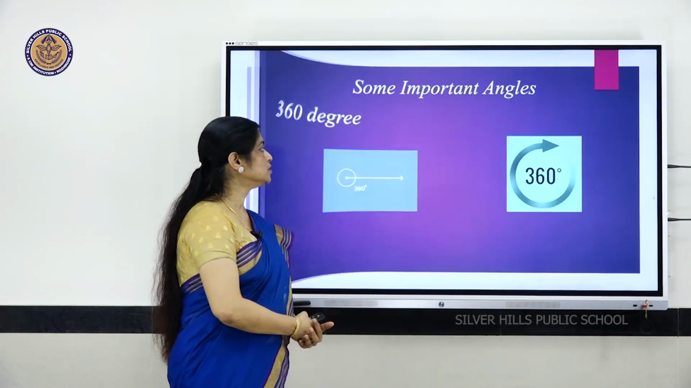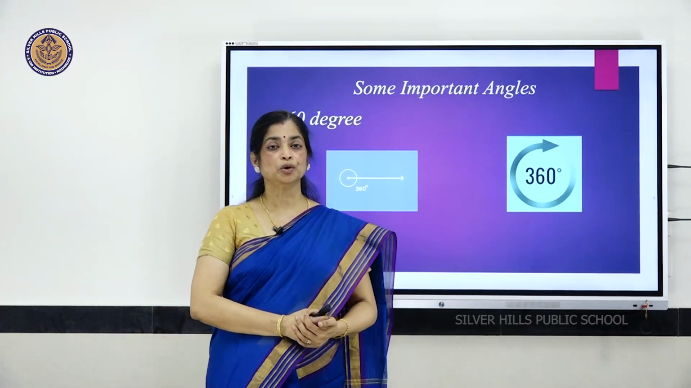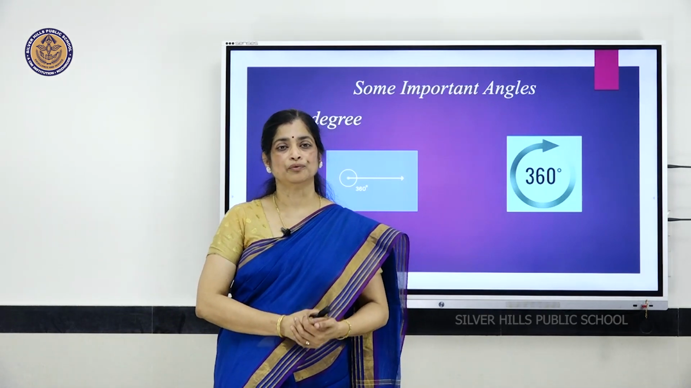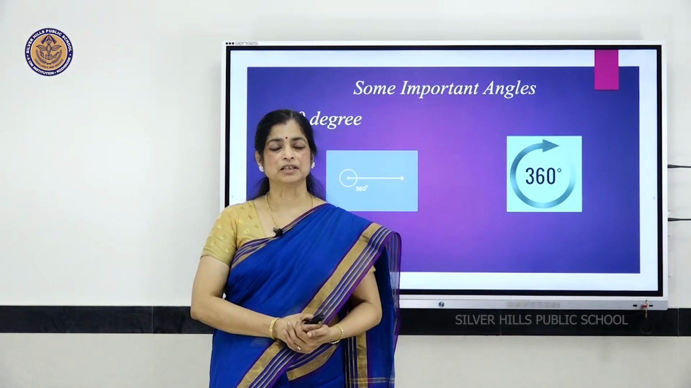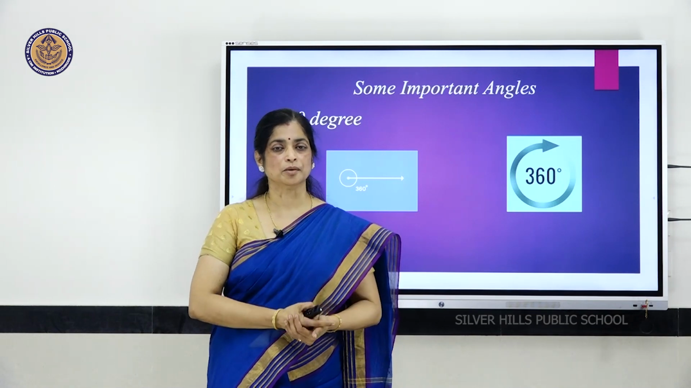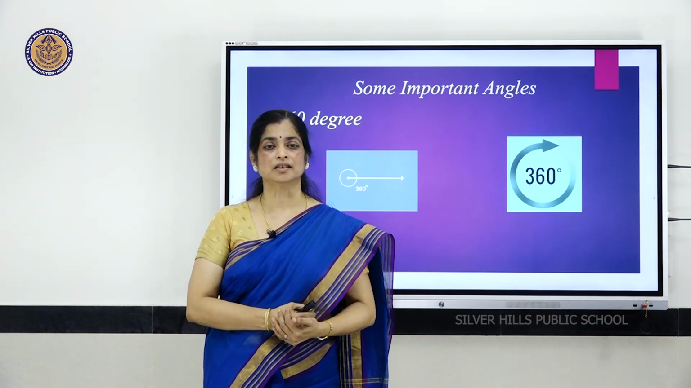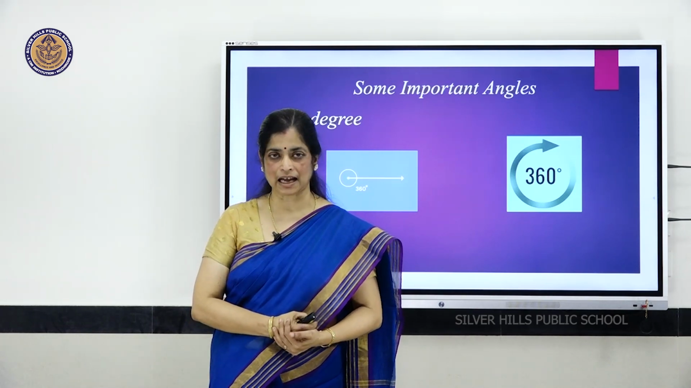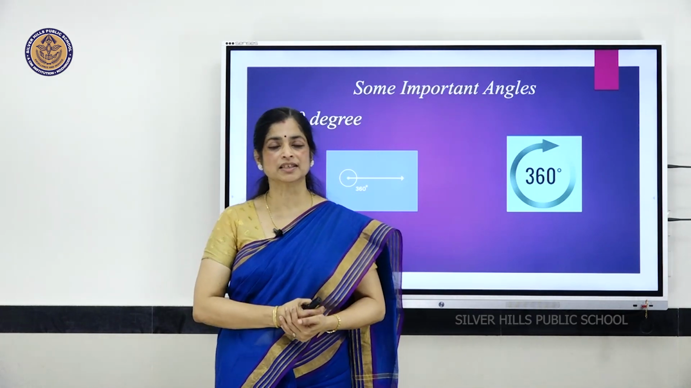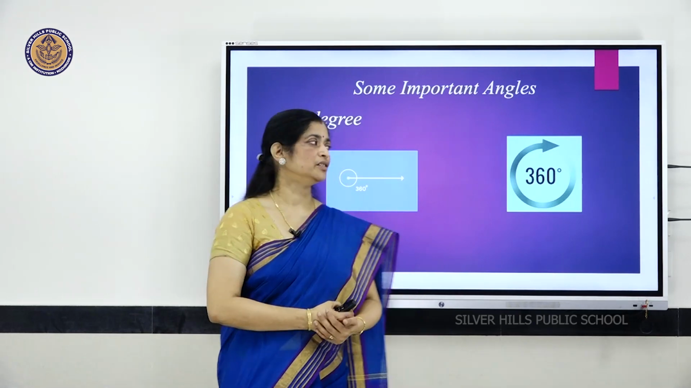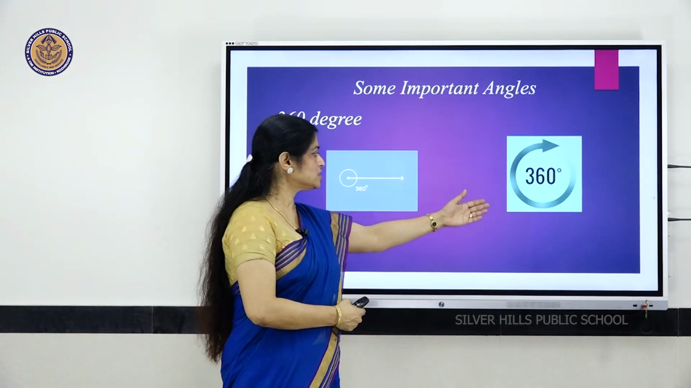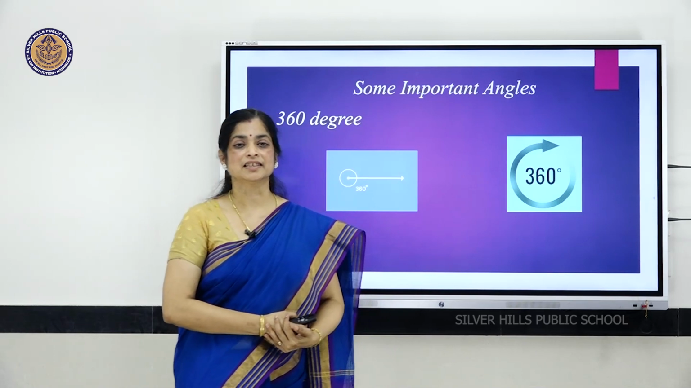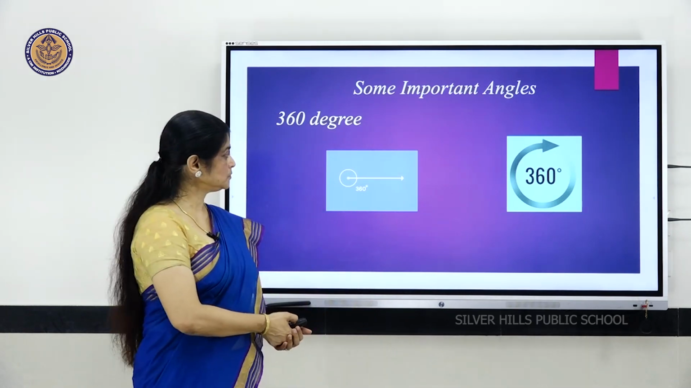Next comes 360 degree. When do we get 360 degree? When we add 180 plus 180, that is two semicircles, you get a full circle. So, 360 is also a complete angle. The measure of a full circle is 360 degree. So, a complete circle measures 360 degree.